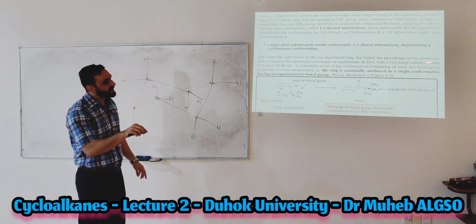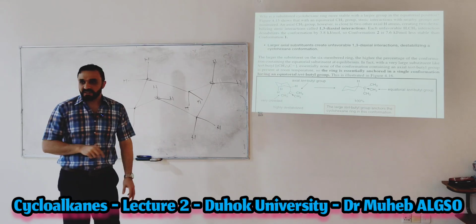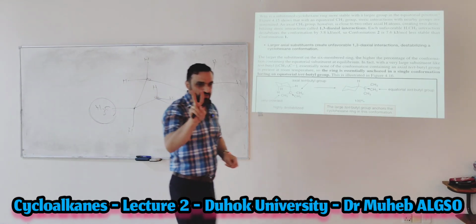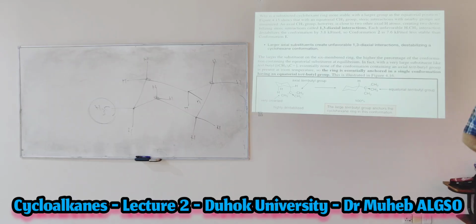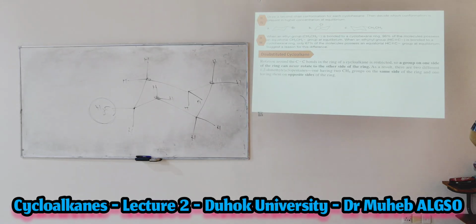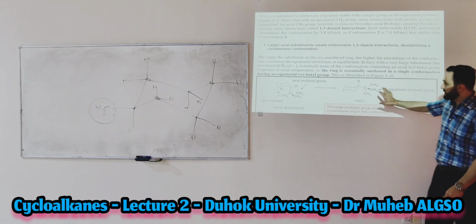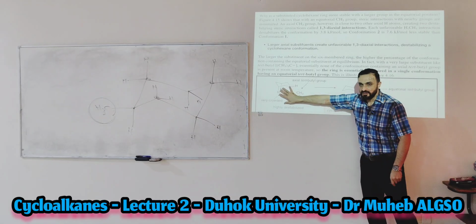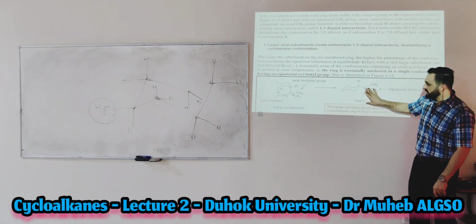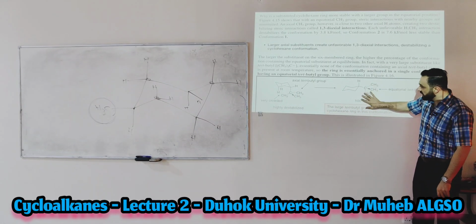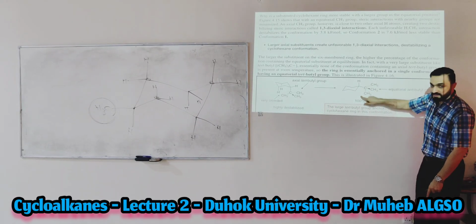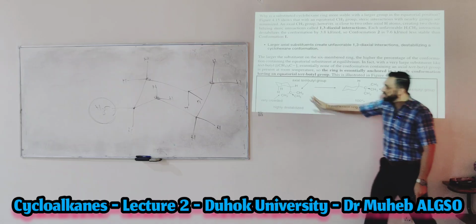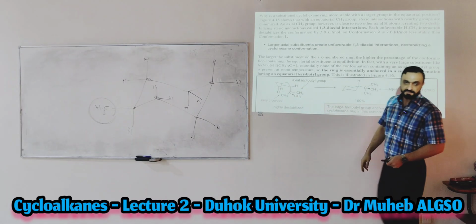In fact, for a very large substituent, like in this compound, the tertiary butyl substituent, no conformation containing an axial tertiary butyl group is present. That means there is no two-chair conformation here, just one chair conformation. It will give you just this. This cannot be found. Just this chair form will be found, with the bulky group at the equatorial position, and there is no other chair form.